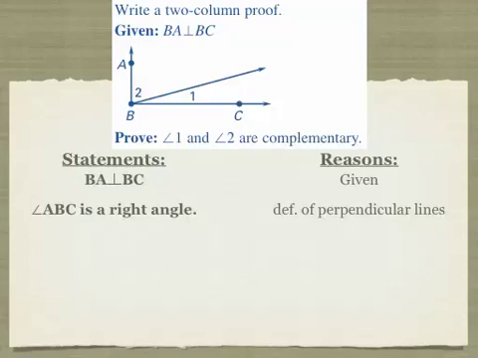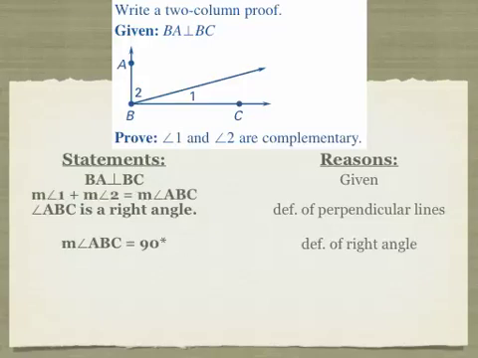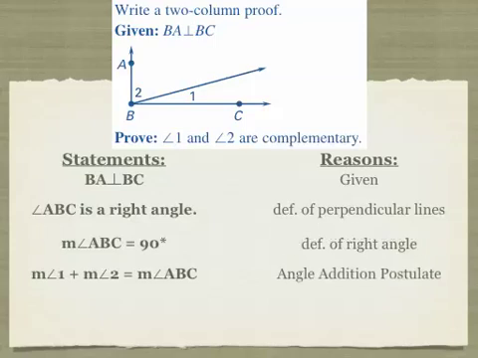Now that I have angle ABC as a right angle, I'm trying to get that angle 1 and angle 2 are complementary. Being complementary means that they're going to add up to 90 degrees. So because angle ABC is a right angle, I'm going to say that the measure of angle ABC equals 90 because of the definition of a right angle. Now I'm going to use the angle addition postulate because angle 1 plus angle 2 is equaling the angle ABC. And that would be the angle addition postulate.